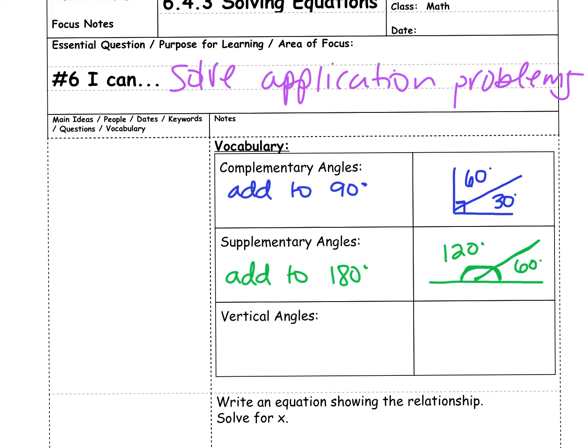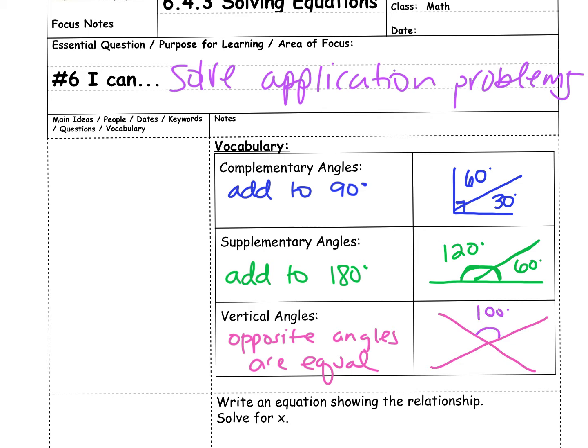And then vertical angles are kind of fun. Opposite angles are equal. So if we have two lines that cross, what that means is if this angle on top is 100 degrees, the angle across from it or on the bottom is also 100 degrees. And then that also implies that these other two angles would also be equal.